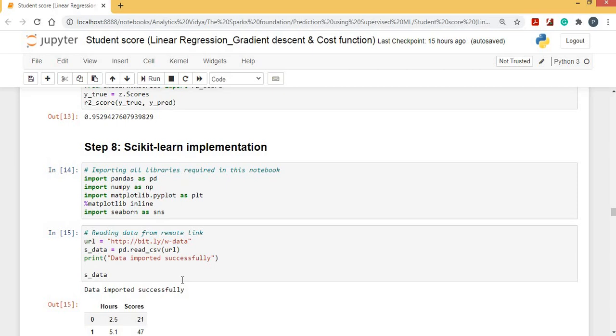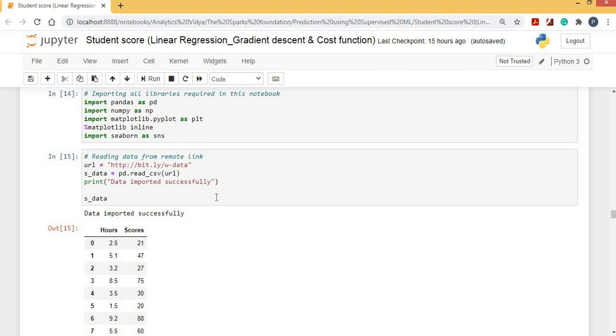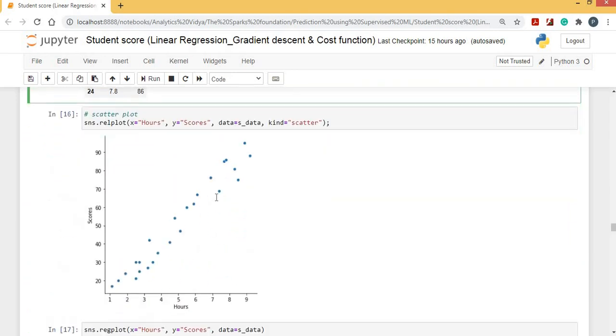Now this was the model which we made on our own. So now let's check out the scikit-learn implementation. First step, again we'll repeat the same steps. First, again calling all the libraries, calling the data set. I've made a scatterplot diagram.